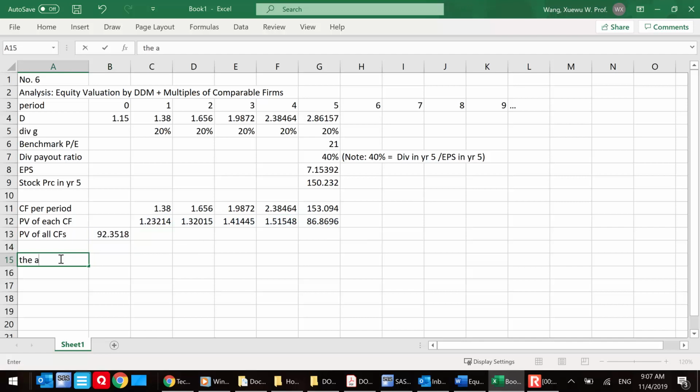So the answer: stock price in year 5 is going to be 153.09. Stock price today is going to be 92.35. So that is replicating the answer you see on your homework. I hope this is useful. I'll stop the video here.